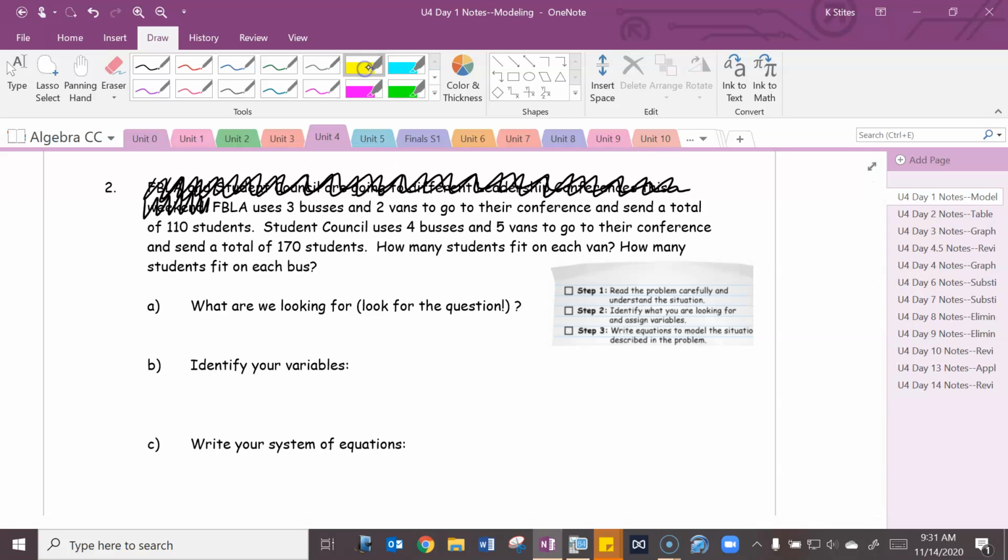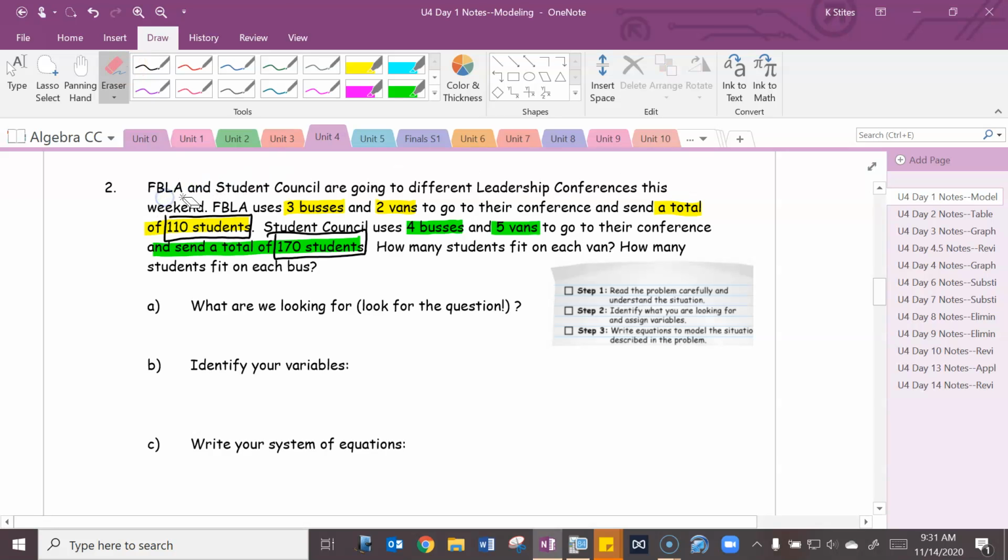FBLA uses 3 buses and 2 vans to go to their conference and send a total of 110 students. All right, that's a total. I'm going to go ahead and box it. Student Council uses 4 buses and 5 vans to go to their conference and send a total of 170. Okay, I'm going to box that too. That's a total. Now, instead of crossing things off, some people might just prefer to highlight. It's also a little neater, but again, whatever works for you.